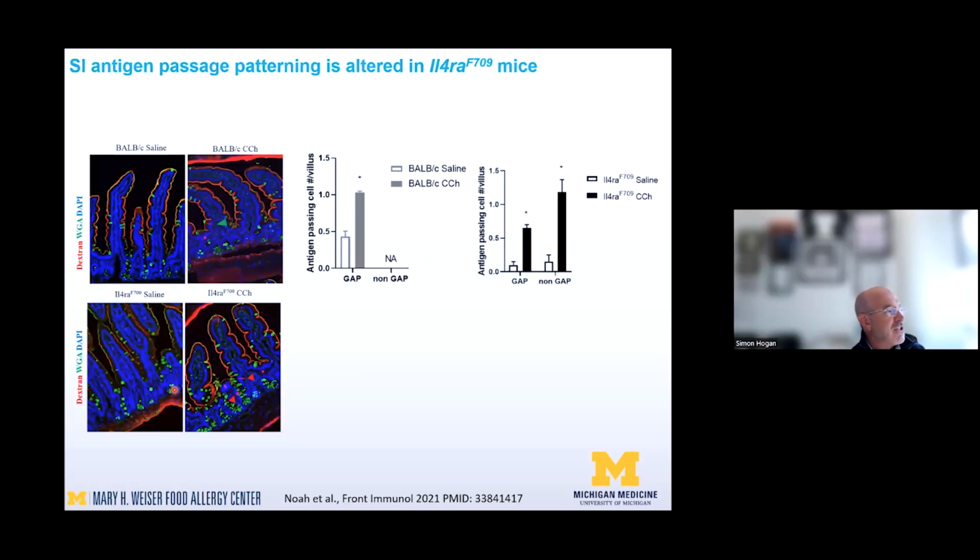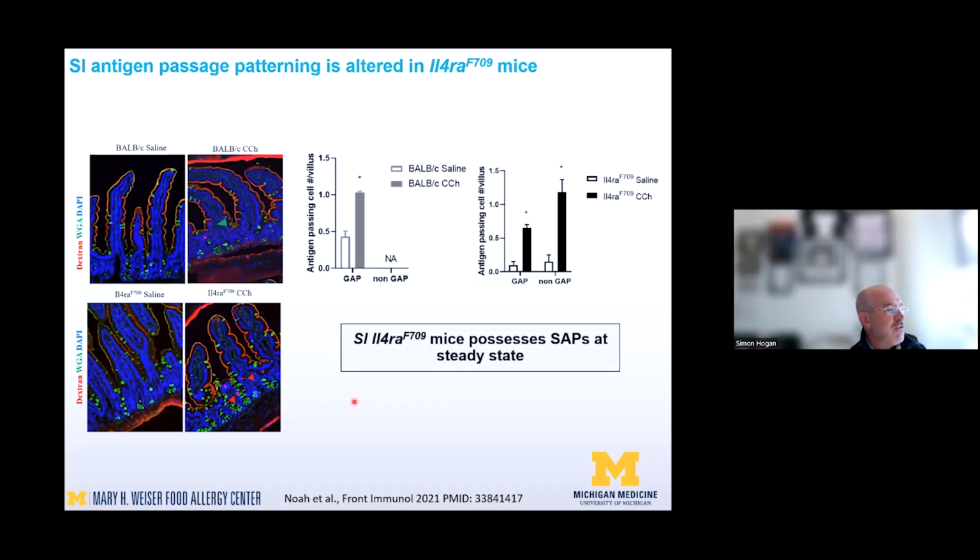If you take mice that have a mutation in the IL-4 receptor alpha, these mice at steady state not only have goblet cells acting as antigen passages, they also have other non-goblet cells acting as antigen passages, and the frequency of these cells contributing to this response is increased. So this suggested to us that if you simply mutate the IL-4 receptor alpha in mice, these mice have an altered landscape of antigen passages in the small intestine at steady state.